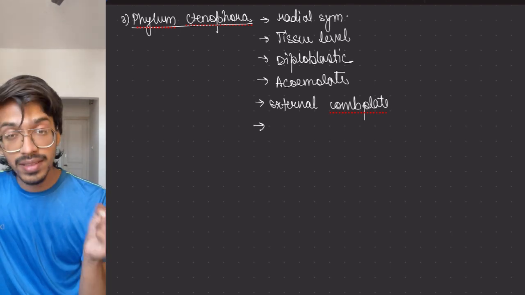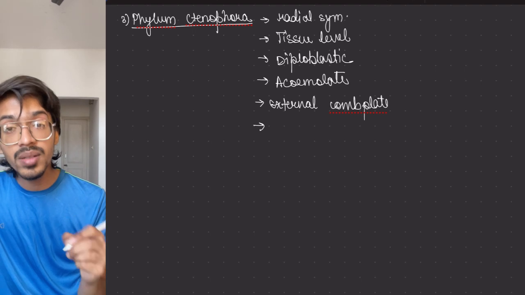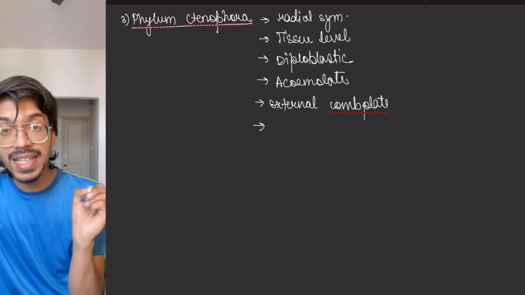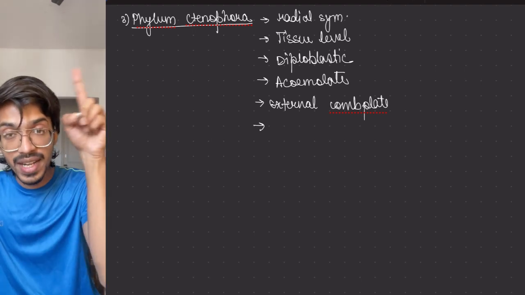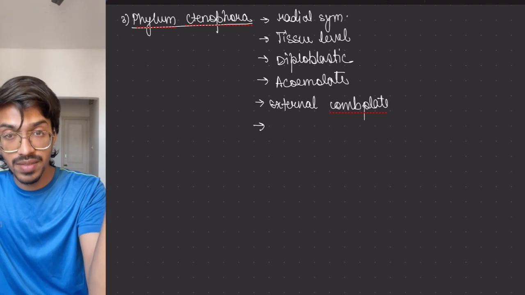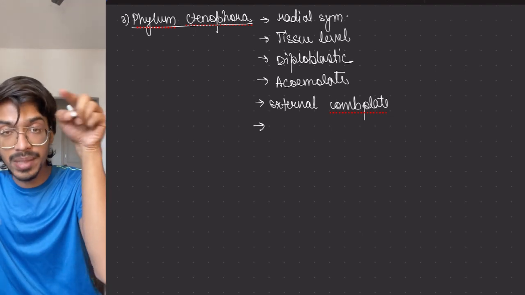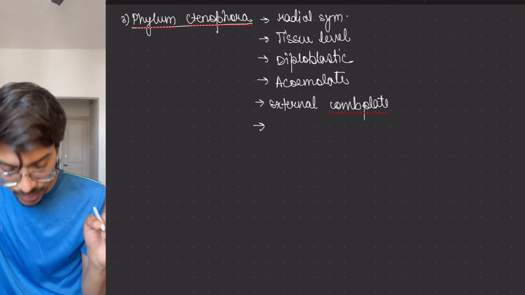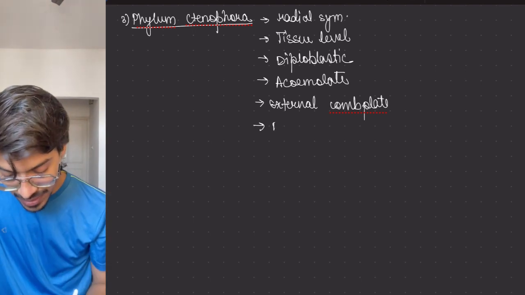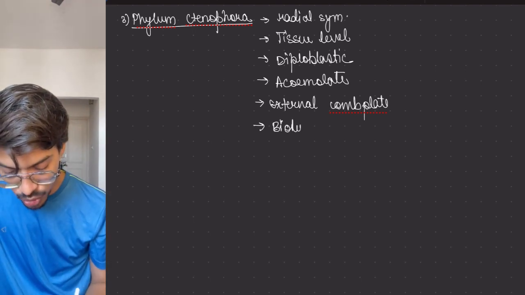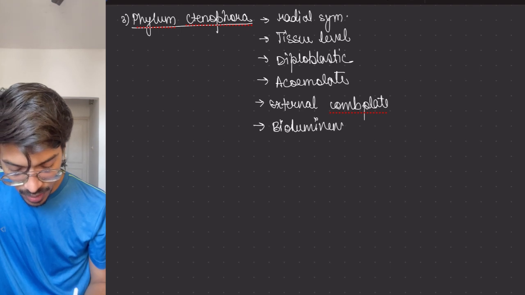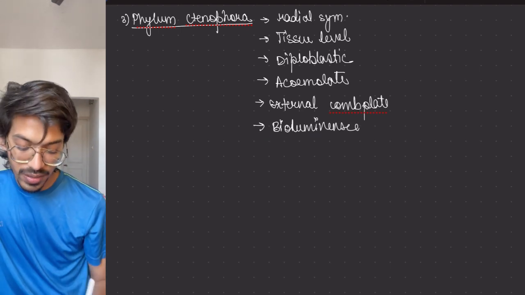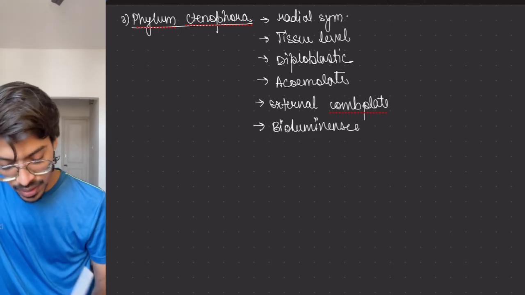Okay. Then the next thing we have to remember about it: they also have a proper complete digestive system, which is the atypical type of digestive system. Okay, because they have an atypical body plan, because they have what? One mouth and two anal pores present. Okay, so that thing is also there. The next important feature is bioluminescence. Bioluminescence means what? They can emit light. Okay, that's the most important.